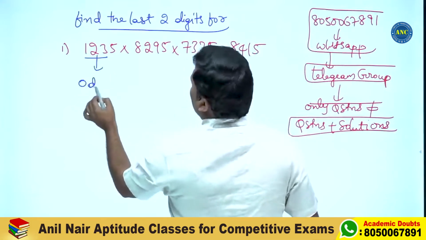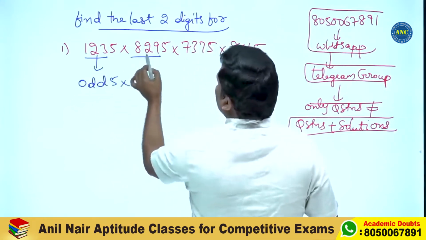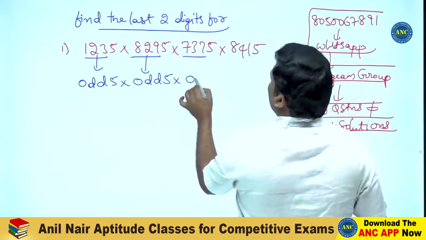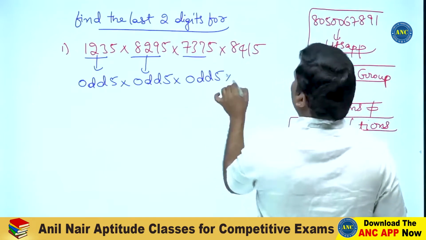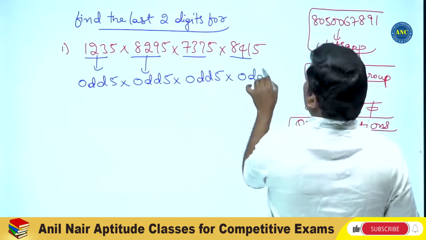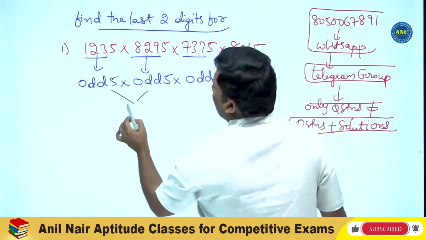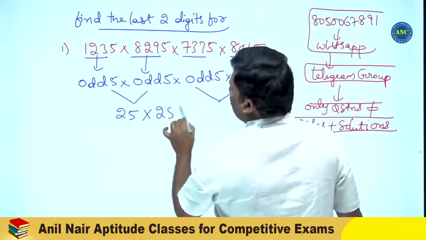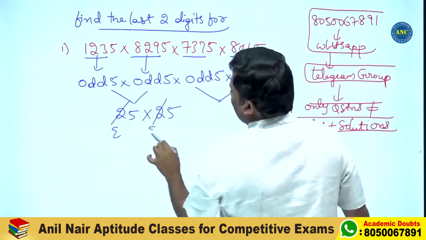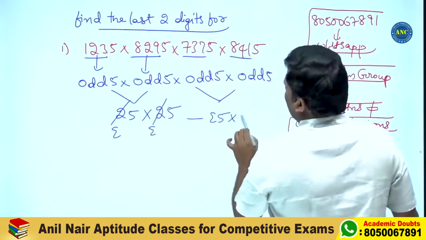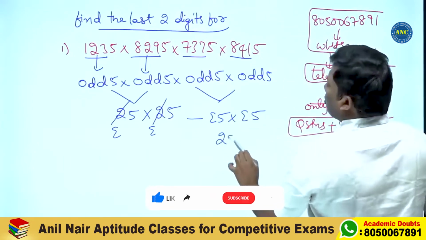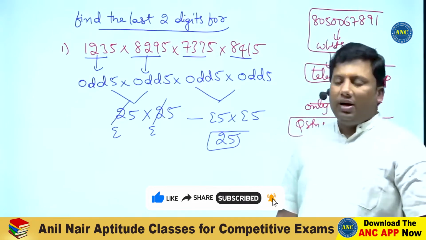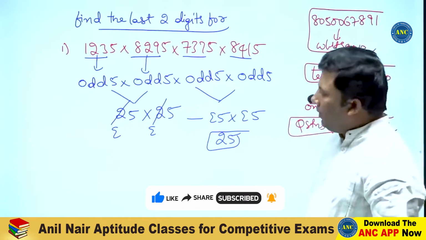123, it is an odd number ending with 5. 829, it is an odd number ending with 5. 737, it is an odd number ending with 5. 841, it is an odd number ending with 5. Odd 5 into odd 5, last two digits 25. 2 is even, these are also even. So it is even 5 into even 5, last two digits will be 25. I hope it is clear.